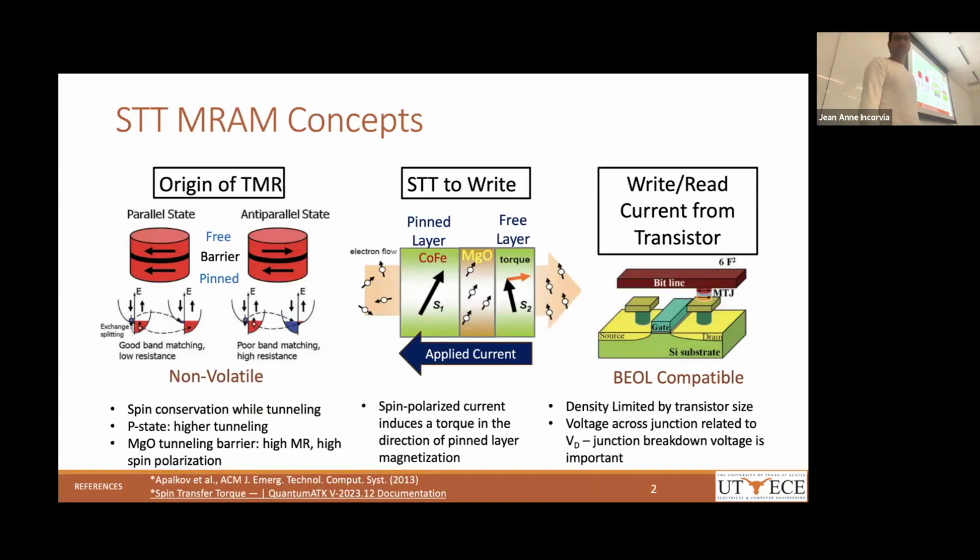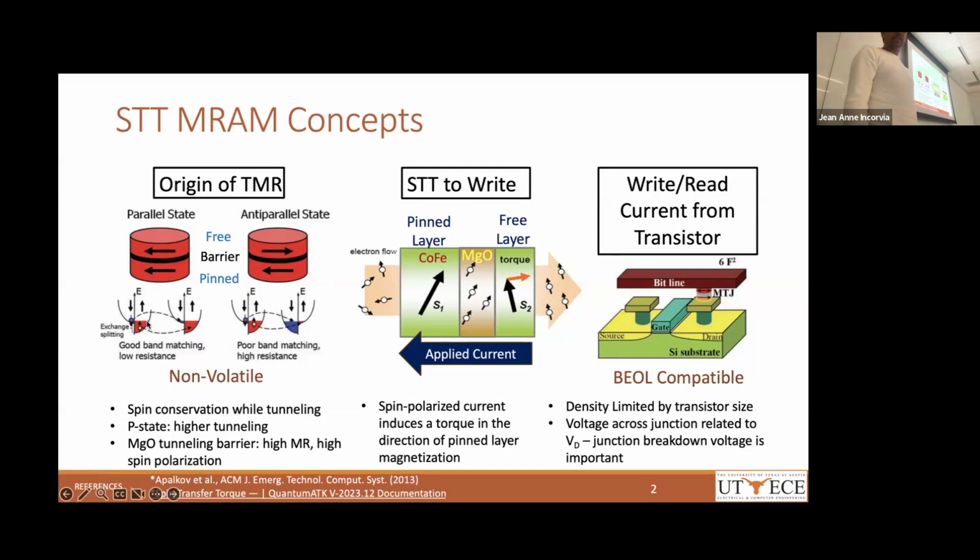So we have three layers, a barrier layer sandwiched between two ferromagnetic layers. When those ferromagnetic layers are in the parallel state, their magnetization is parallel, we have pretty good band matching, which enhances tunneling through the barrier, and we see a very low resistance. When they're in the anti-parallel state, we see poor band matching and the tunneling is low, so we see a high resistance state. And this happens due to spin conservation while tunneling.